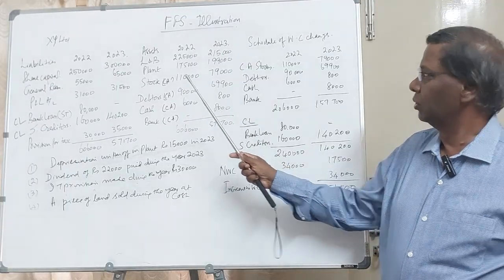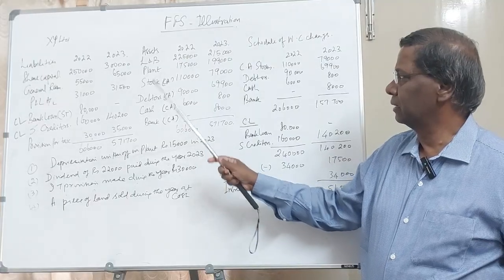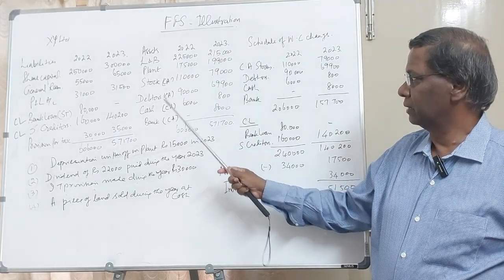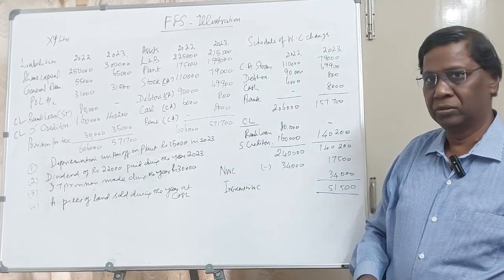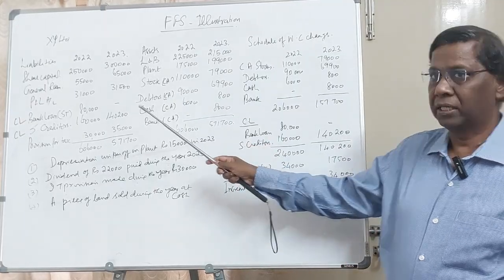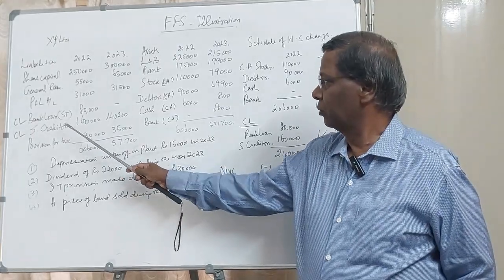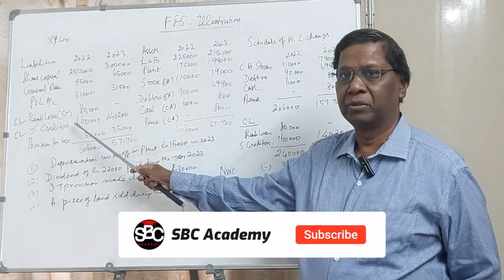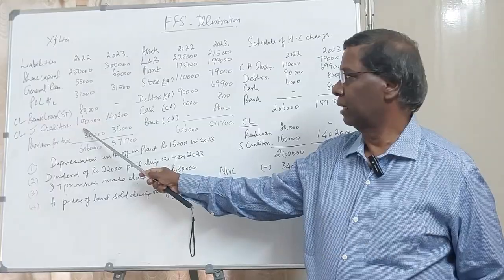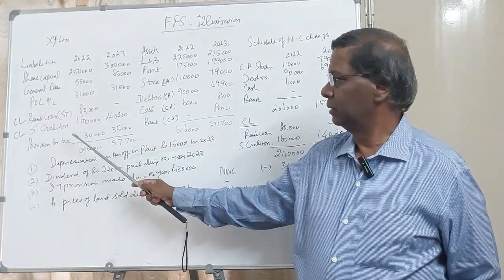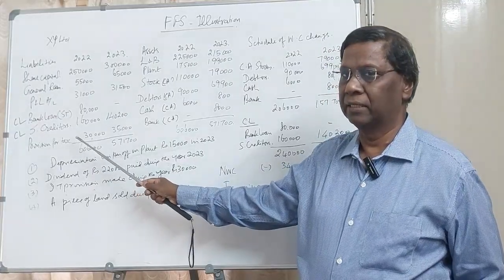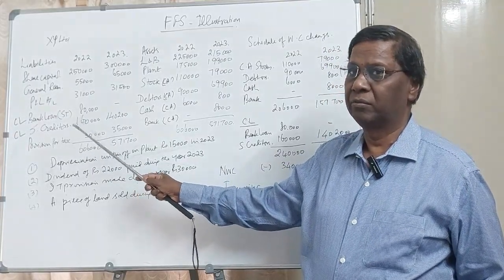I have taken debtors, cash and bank as current assets. What are the current liabilities? Bank loan, this is short term, so you have to take it as a current liability. Then sundry creditors we are taking as a current liability. The provision for taxes we are not taking here, we'll see it in the funds from operations.